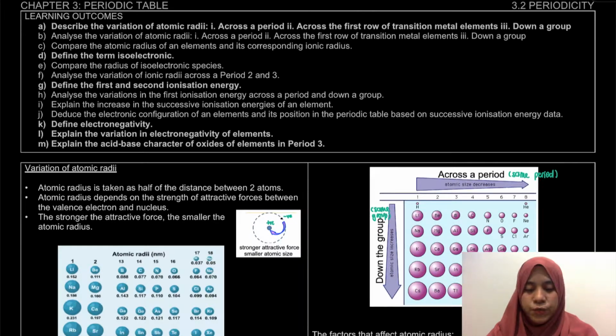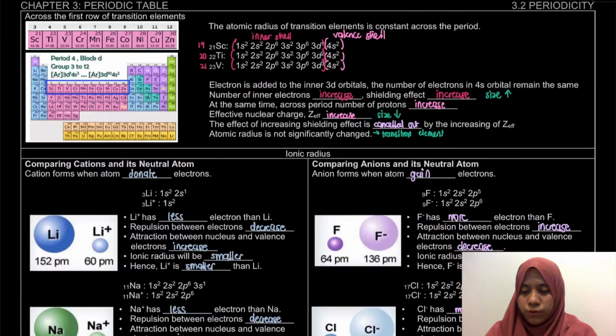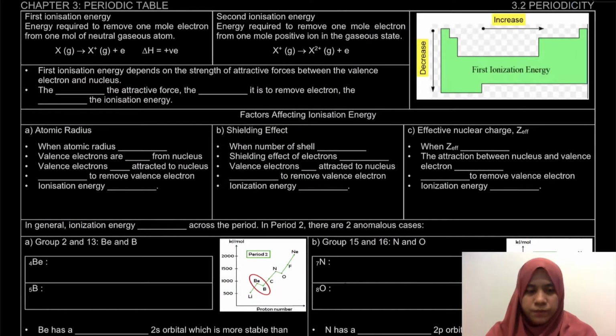In this video, we will talk about ionization energy, where we will define the first and second ionization energy, and we will analyze the variation in the first ionization energy across a period and down a group. So on your notes, it will be on page 10. Okay, so ionization energy, we have looked briefly during our chapter 2.1.